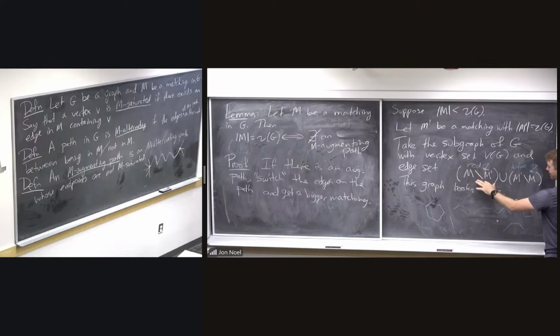The symmetric difference, since M prime has more things than M, there are just more things in here than there are in here. So there are more blue edges than red. So one of the components has to be a path that starts with a blue edge and ends with a blue edge. Oh yeah, there could be paths that have the same number of each. But generally there has to be at least one component that is a path with more blue than red, right? And that's our augmenting path.